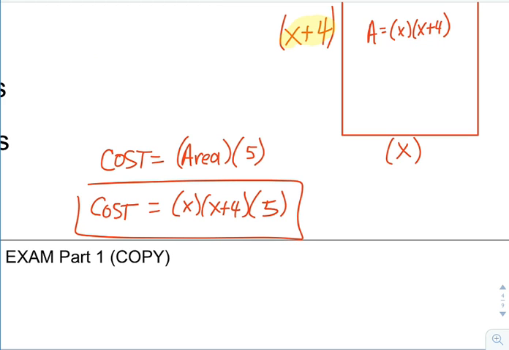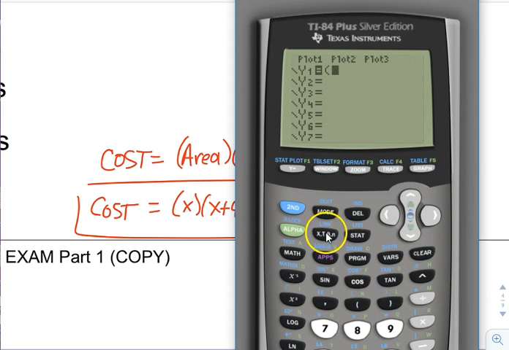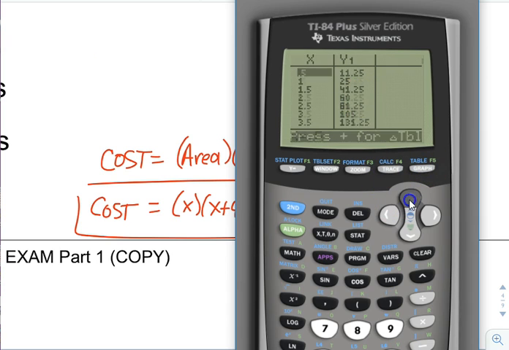So now let's just look and see in the calculator what our costs are looking like. So you throw it in there. You have x times x plus 4 times 5. Now remember that x is the width, it's not the height, so be careful. All right, let's see here. If we make the width 1, 25 bucks, all right. Oh, that's too much.